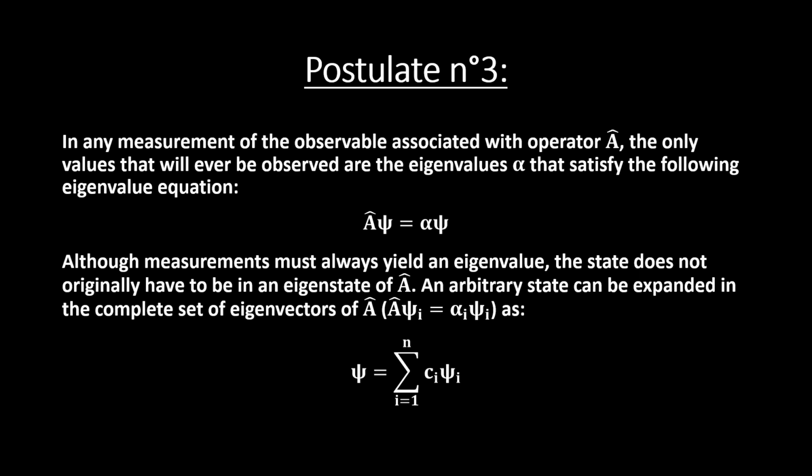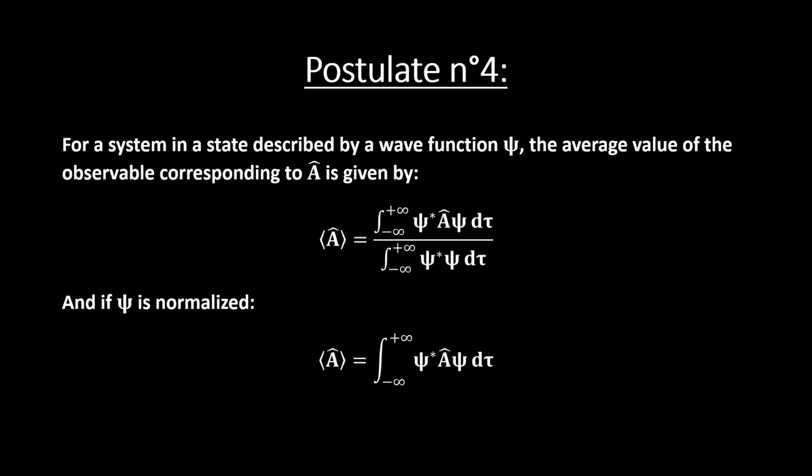For the fourth postulate of Copenhagen interpretation, it says that for a system in a state described by the wave function Psi, the average value of the observable corresponding to A is given by the following equation. And if we take into account that the Psi wave function is normalized according to the first postulate, then the probability will stay at 1, so we have the next equation as follows.